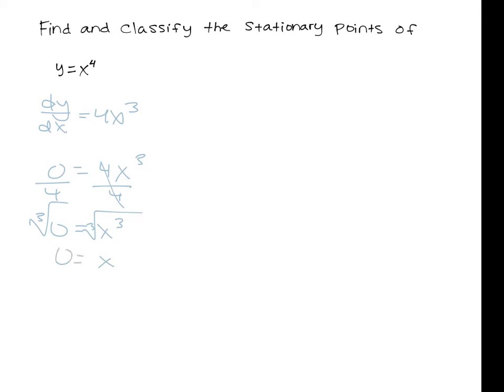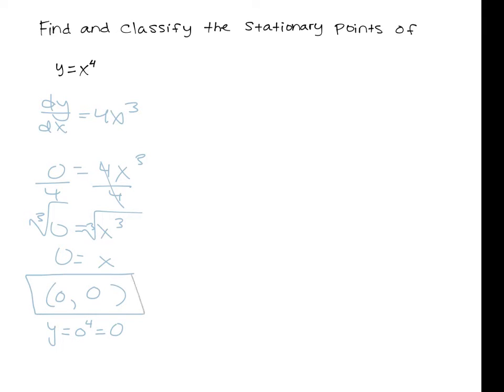is 0. So in doing that, we found the first part of our ordered pair of our stationary point, but we've only found the first part. To find the second part, we are going to have to plug in 0 into our original function. Our original function is the function that gives us the y values of our coordinate points. So we have y equals x to the 4th, so we plug in 0. 0 to the 4th is just 0, and so we get the rest of our stationary point. So we have (0, 0).